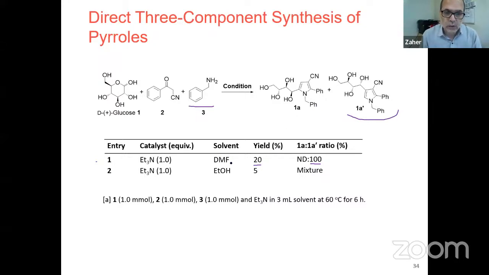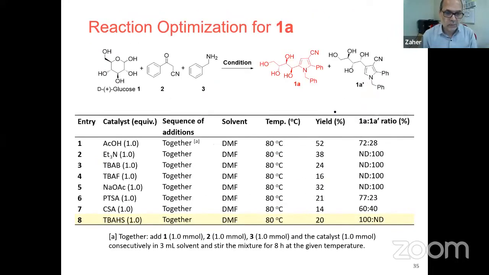Then we tried to change the solvent, and we obtained different results. We obtained mixtures of products. This is a complex mixture. Because of our experience in this work, we somehow inferred that this mixture also contained 1A. Therefore, the next step was for us to find the optimum reaction conditions to obtain both 1A and 1A dash. And this is what we did.